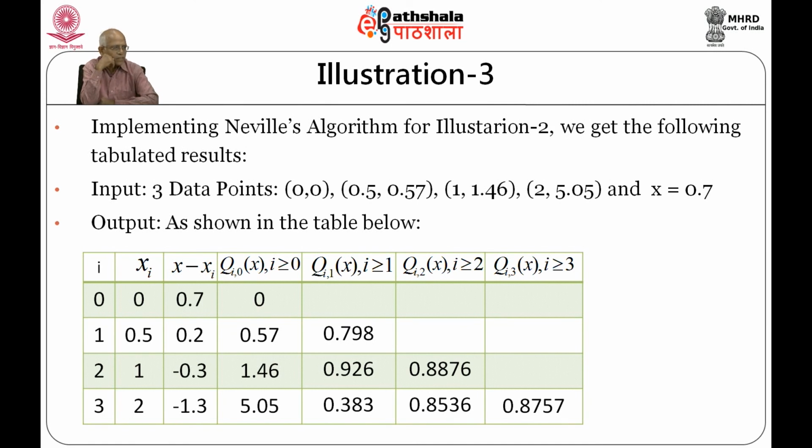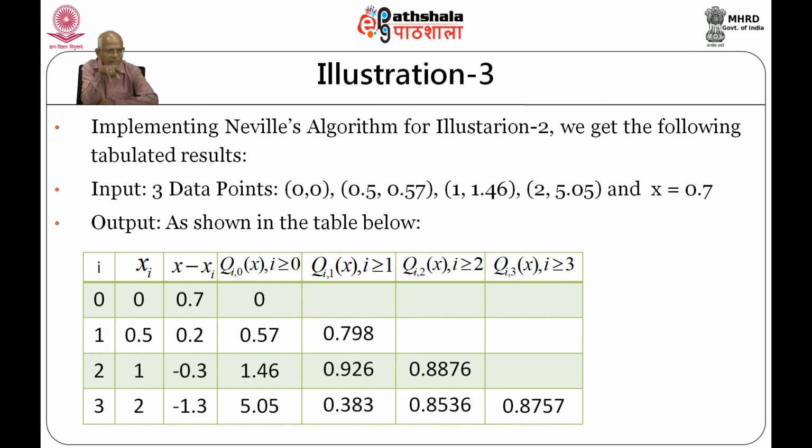So, this is calculated as I want to find out 0.798. What I am going to do is the cross multiplication here. I am taking 0.7, that is the factor x minus x 0, the first factor, into the last value, minus the last factor, that is x minus x 1, into the first value there, 0. And if you see the difference, 0.7 into 0.57 minus 0 into 0.2, you will be getting 0.798.